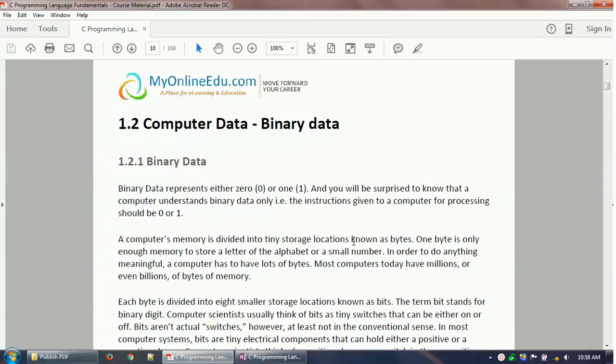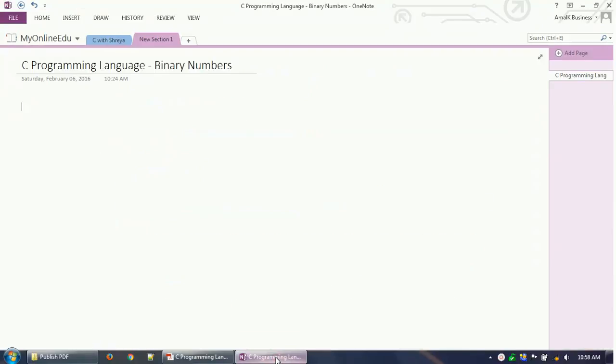To tell you in simple words, a computer understands only binary data. It doesn't understand the data that we understand, which is decimal numbers like 10, 100, thousands. These are numbers the computer doesn't understand at all. A computer understands only binary data, which is represented by either a 0 or a 1. The difference between our decimal system and the binary system is something like this.